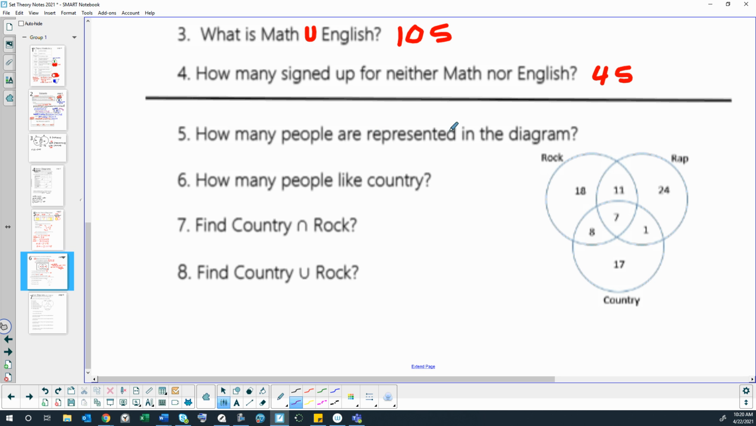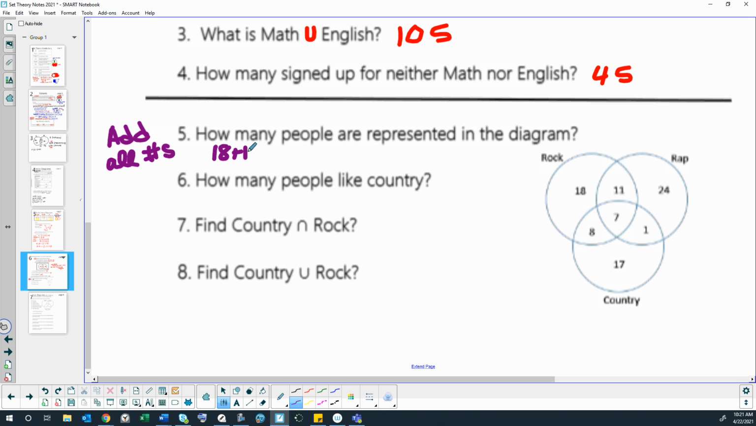So how do we figure how many people are represented in the diagram? We're going to add all of the numbers together. If there was any numbers out here, we would include those, and that would be like people that didn't like any of these types of music. But there are no outside numbers, so we don't need to worry about that.